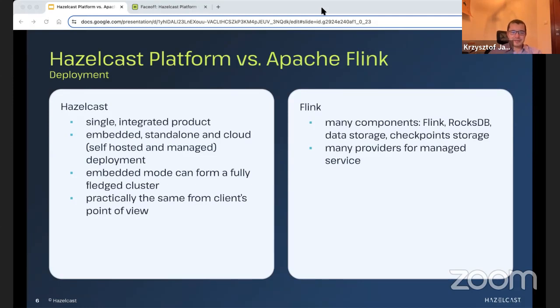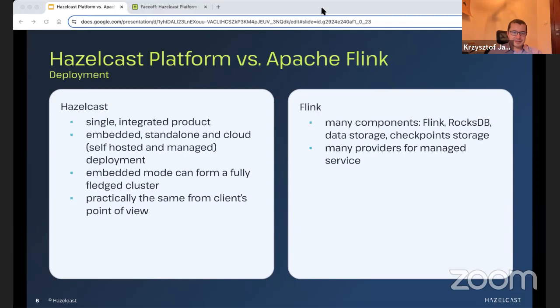But still, this embedded instance will be a full-fledged cluster, so it can connect with other instances. You can connect them in the cluster. So it will work as a full cluster with all features. You can also run Hazelcast as a standalone cluster, and clients may connect to that.